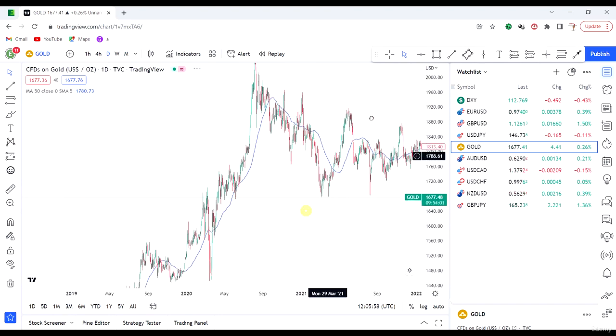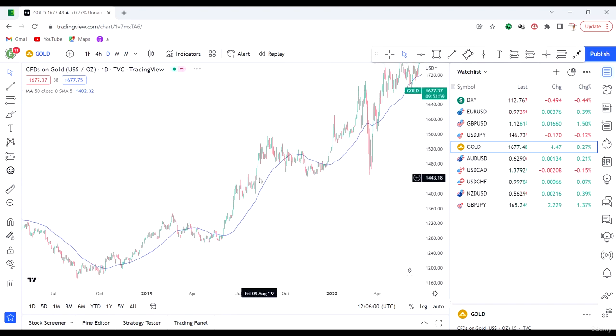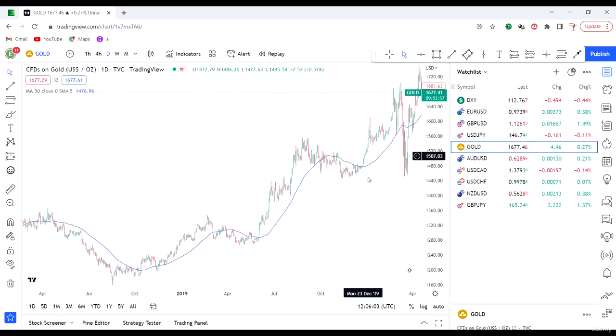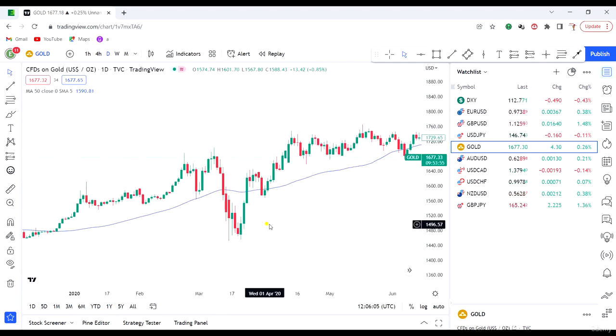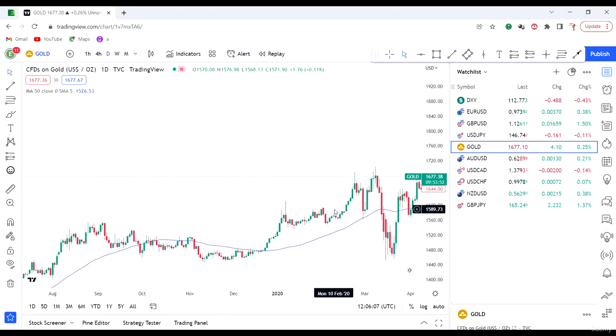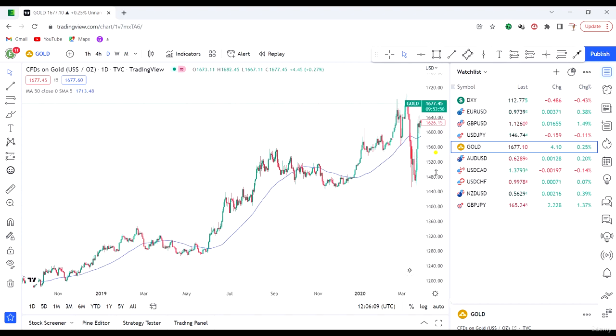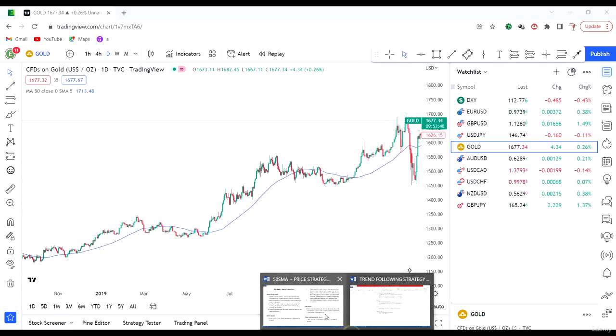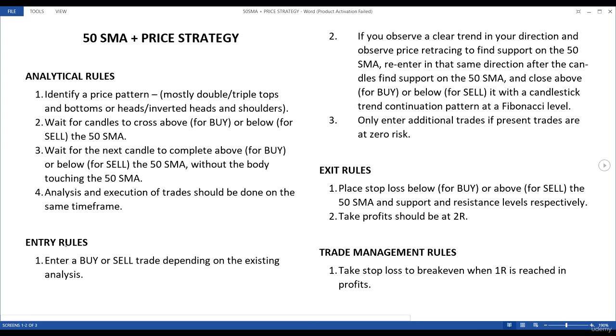Remember, a strategy will not make you win all the time, but as far as it makes you win over a considerable amount of trades, okay, it's going to be good. So let's look at other rules for the strategy. You have the entry rules. You have to enter a buy or sell trade depending on the existing analysis, right?